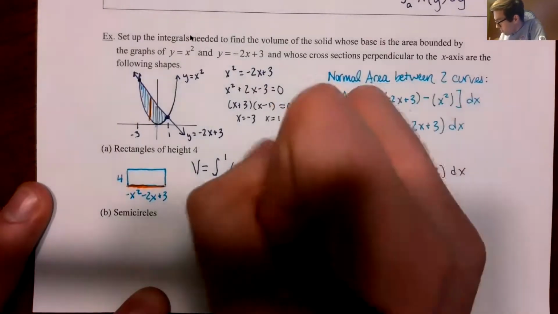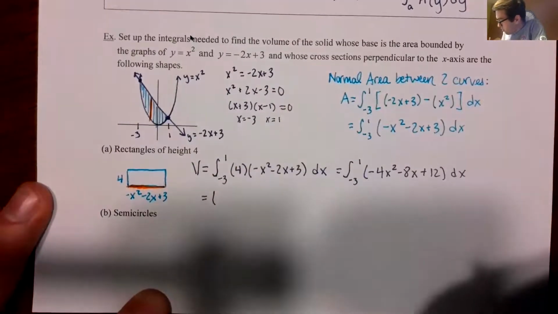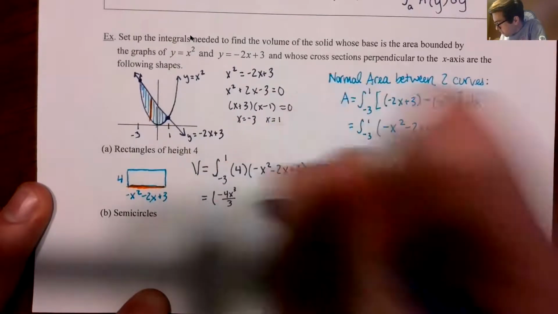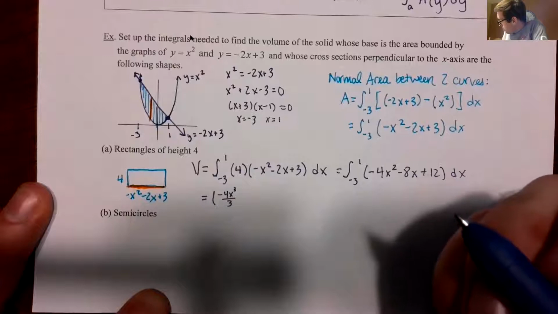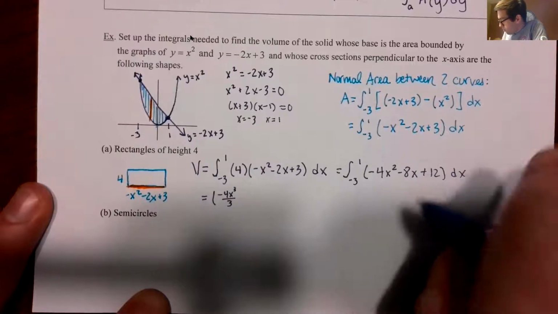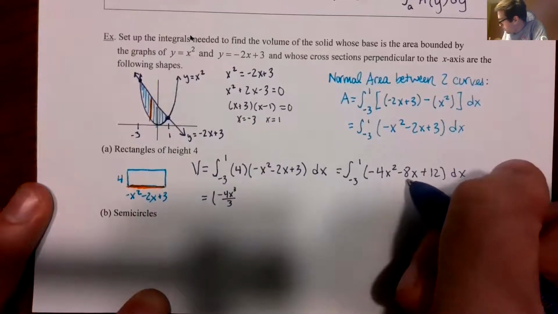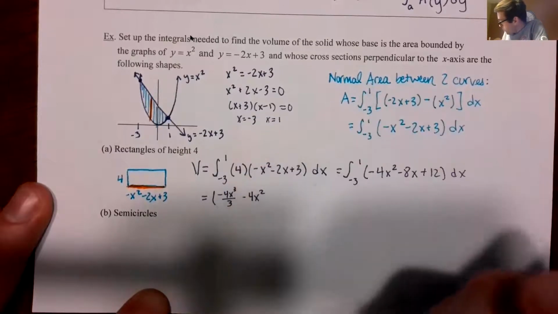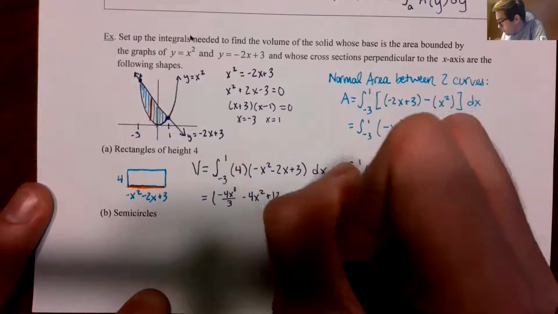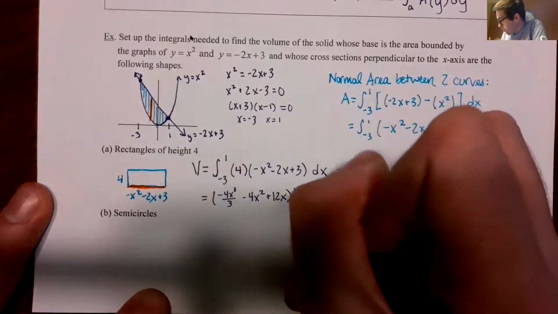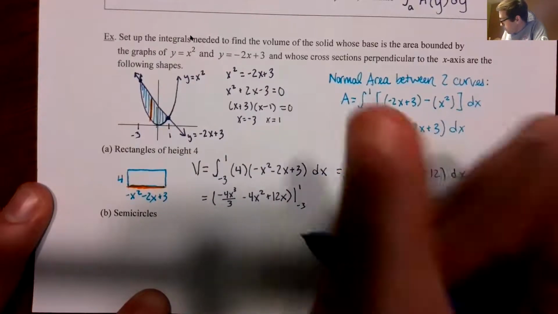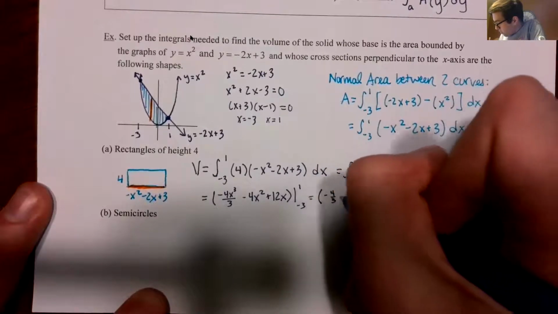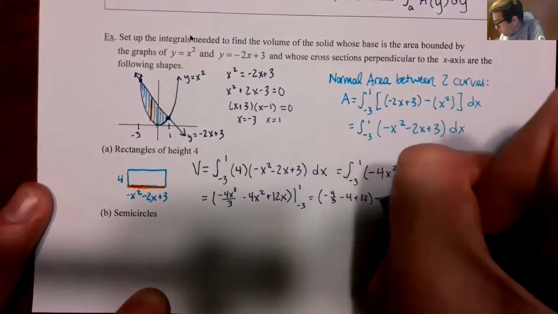And then I'm going to start to do the integral. So I do -4x cubed over 3. This is going to be x squared over 2, but there's an 8. So now it's going to be minus 4x squared plus 12x. And that's going to go from -3 to 1. So let's see. If I plug in 1, it's going to be -4 thirds minus 4 plus 12.